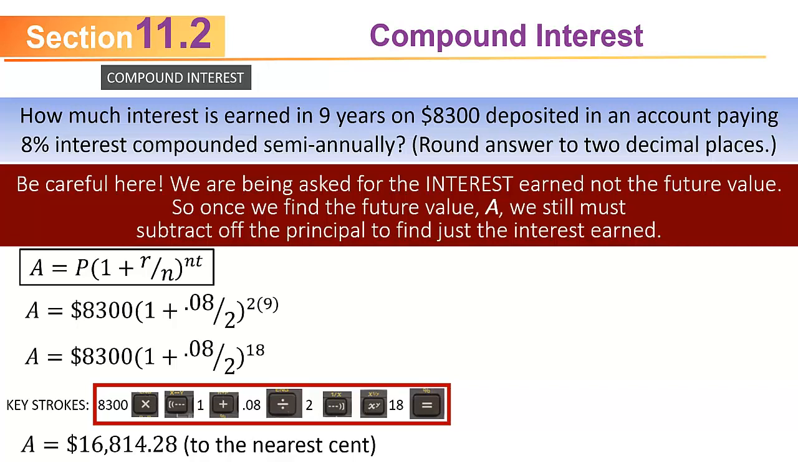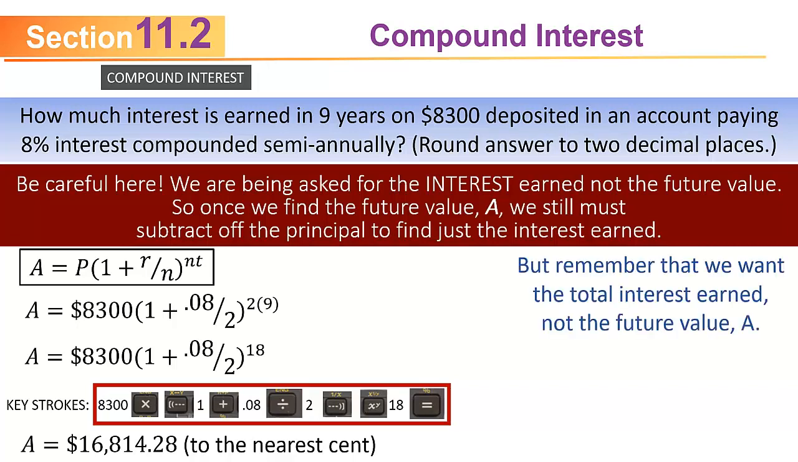And again, the last step is to see if it's reasonable. You start off with 8,300 and you end up with 16,000 something. That seems a little high until you think about the fact that you left it in there for 9 years and you were getting an 8% rate, which is pretty good. So I can see that happening and I don't question it. Now, if you got 160,000, you'd say that's definitely a red flag and I probably did something wrong.